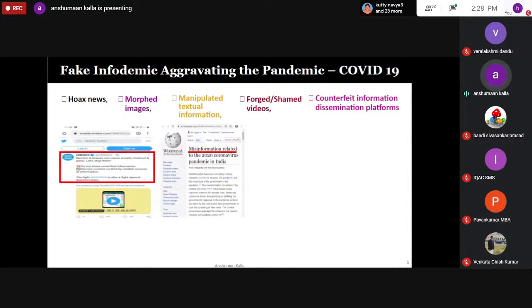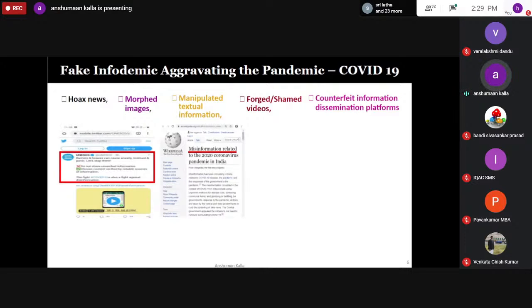In particular, if you see this image which I put up here, UNESCO has also raised the concern, and it has come up with an official document of segregating the different kinds of disinformation and fake information. I would encourage you to have a look at it and see how things are getting.